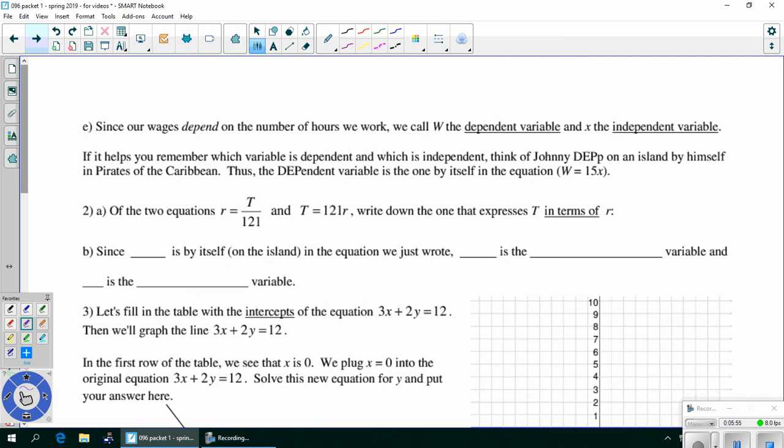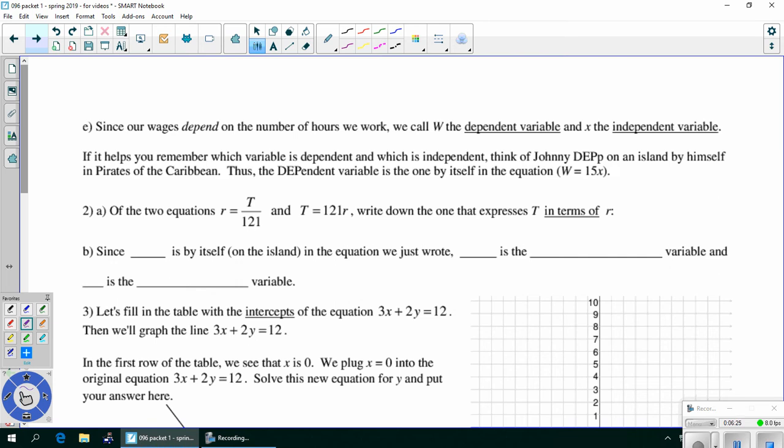Since our wages depend on the number of hours we work, we call W the dependent variable and X the independent variable. Say it again, the wages depended on the number of hours worked, not the other way. Number of hours worked didn't depend on the number of wages, right? You don't go to your boss and say, hey, I want to earn $300 this week. Here's how many hours I'm going to work. And as a result, after you have worked those hours, you get wages. Your wages depend on the number of hours you worked, not the other way around.